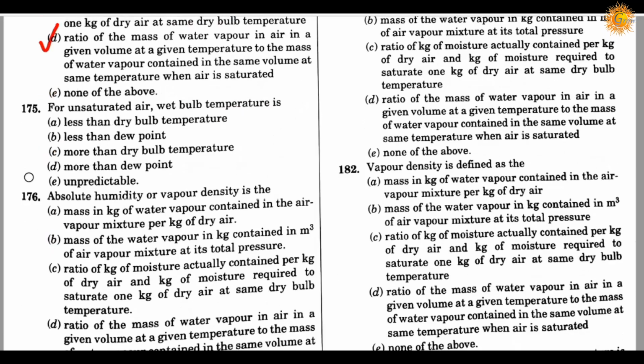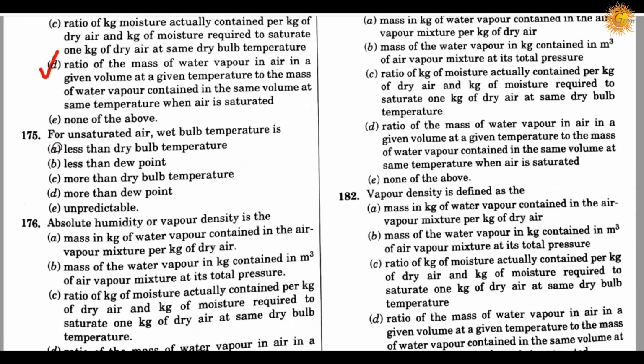Question number 175. For unsaturated air, wet bulb temperature is: option A, less than dry bulb temperature; option B, less than dew point temperature; option C, more than dry bulb temperature; option D, more than dew point; and option E, unpredictable. So the correct answer is D, more than dew point.